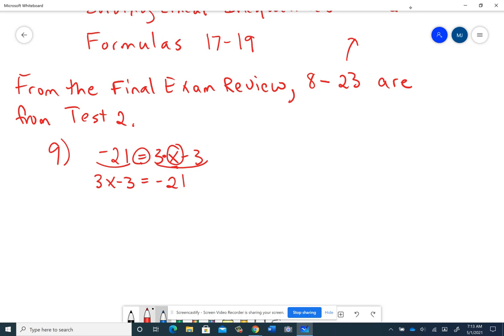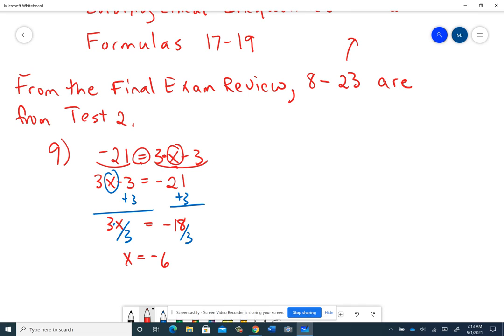Now, this is what we're trying to solve. Let me circle it. So what you could do is add 3, and that would give you 3x equals negative 18. Remember that idea that what you do to one side, you have to do to the other. We're trying to get rid of the times 3, so we're going to divide by 3, and that's going to leave us with x equals negative 6. So that's a pretty straightforward one, other than the fact that the x was on the right-hand side.